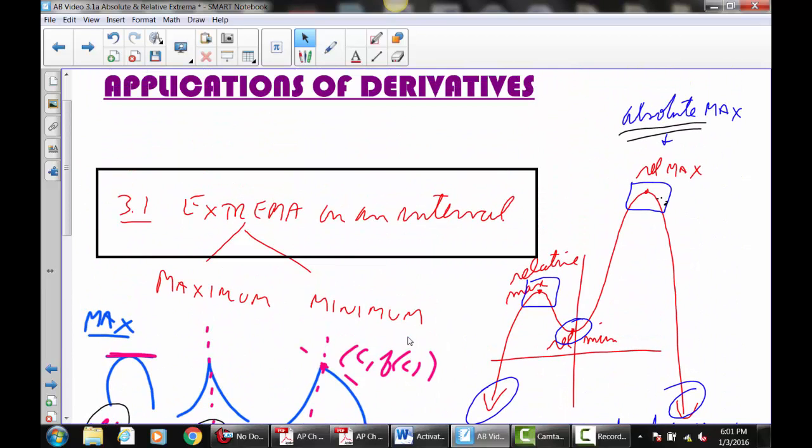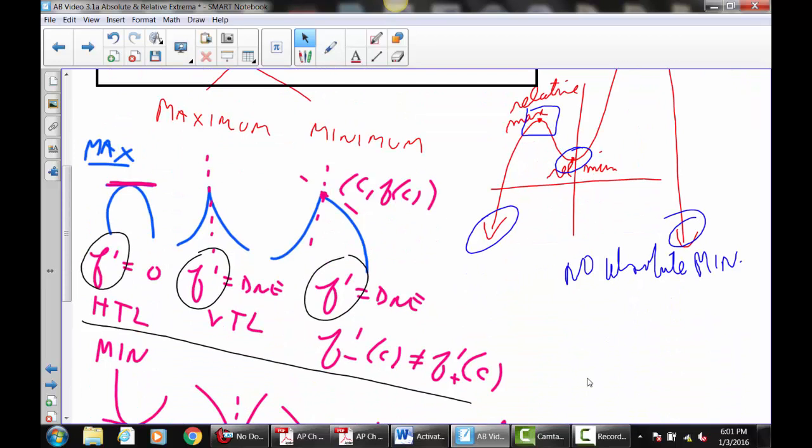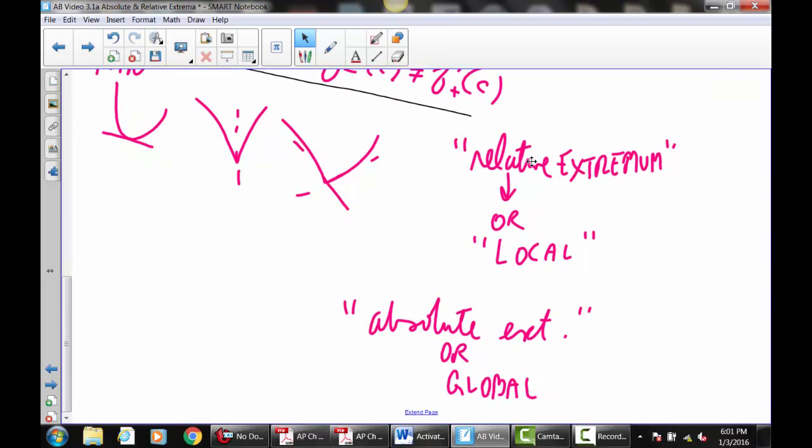Now, as far as absolute extrema, you'll notice each one of these is the highest point in its little neighborhood, that's the lowest point in its little neighborhood, that's the highest point in its little neighborhood. These are called relative extrema. But this point also happens to be the highest point on the entire graph. That's called the absolute maximum. There is no absolute minimum here because it goes down forever. Another name for relative, by the way, is local. Another name for absolute, by the way, is global.